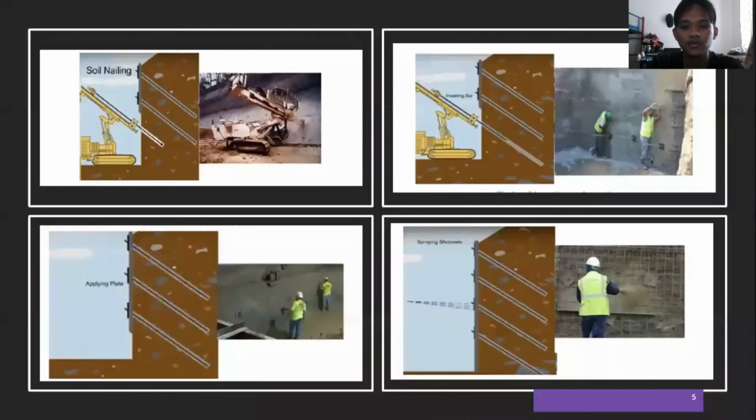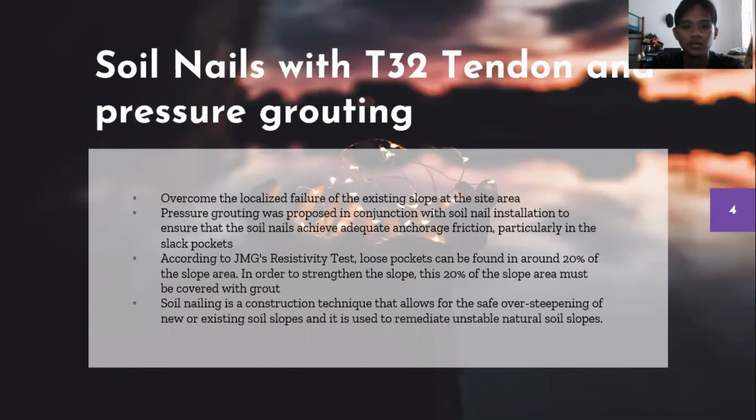Now we go into the other method that we use, which is soil nail with T32 tendon and pressure grouting. The soil nail and pressure grouting function to overcome localized failure in the existing slope at the site area. The pressure grouting was proposed in conjunction with the soil nail installation to ensure that the soil nail achieves adequate bond friction, particularly in the loose pockets. According to the JMG resistivity test, these pockets can be found in around 20% of the slope area. In order to strengthen the slope, this 20% of the slope area must be covered by grout. This is the function of the pressure grouting, which can cover up this 20% of loose material.